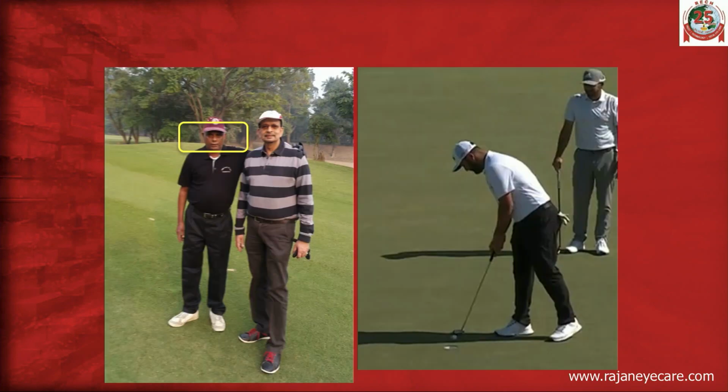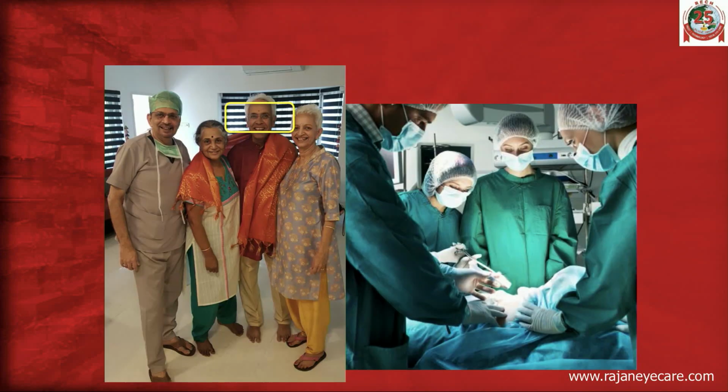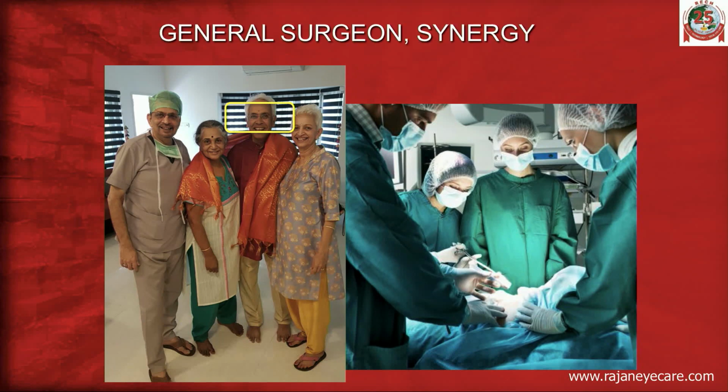This is one of my very close friends. He's a golfer. You can see here, for golf he needs good near vision and good intermediate vision because he plays golf. So I was able to put a VVT lens. The patient is very happy. Again, a general surgeon, because he's not driving, he's in the US. He's my cousin again, and he is very happy.